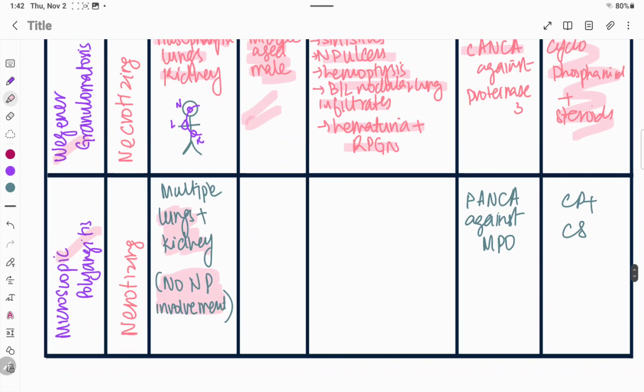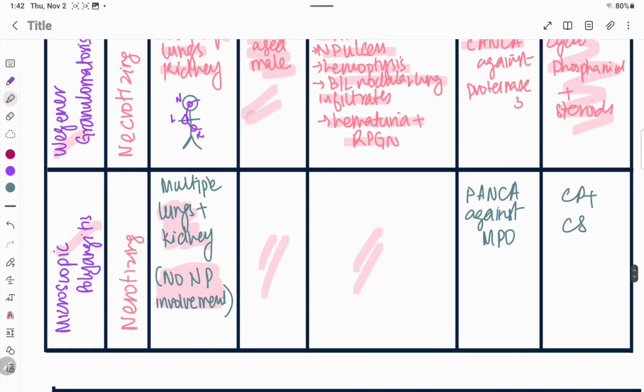Okay, these both are similar, but in this nasopharyngeal you will find sinusitis and ulcers, and in the below one you won't. Everything else is similar. Okay, so this is also similar. But there is P-ANCA against MPO, myeloperoxidase. P-ANCA is perinuclear ANCA, around the nucleus.